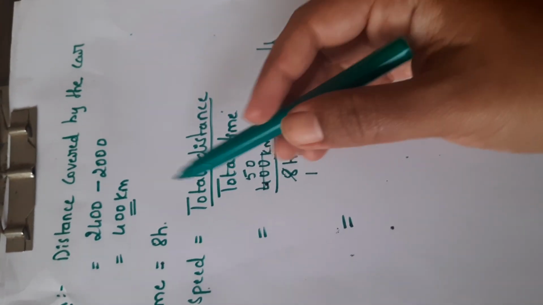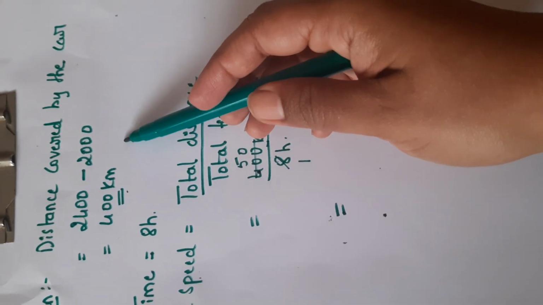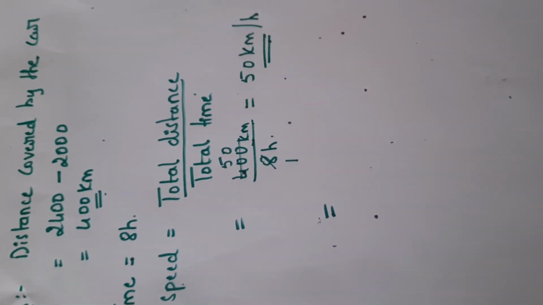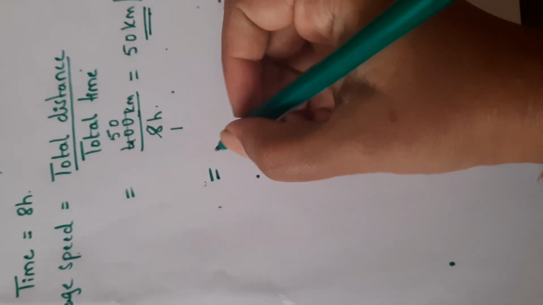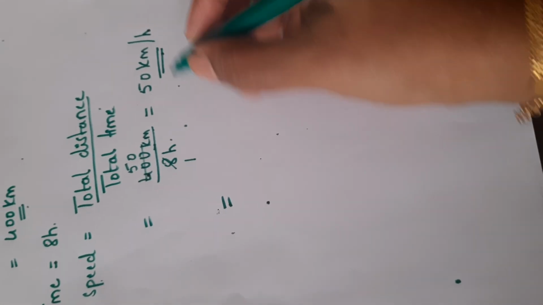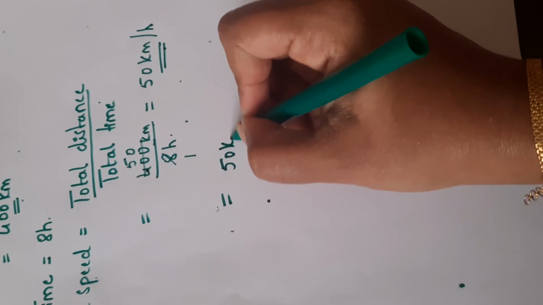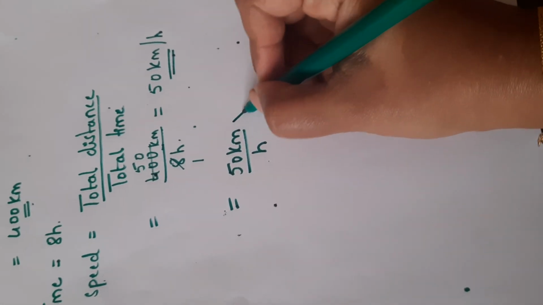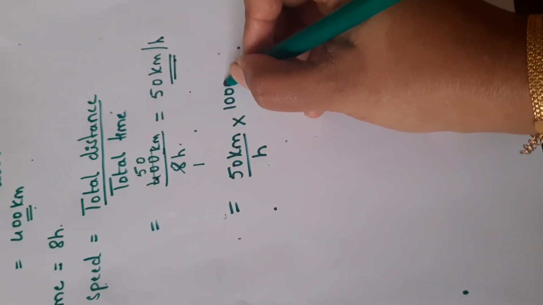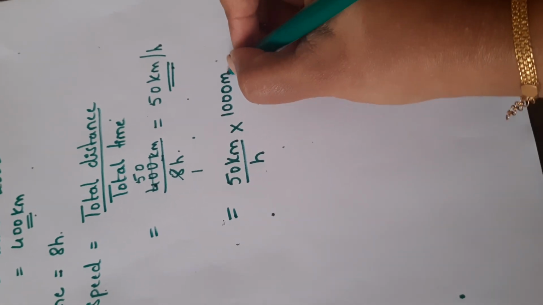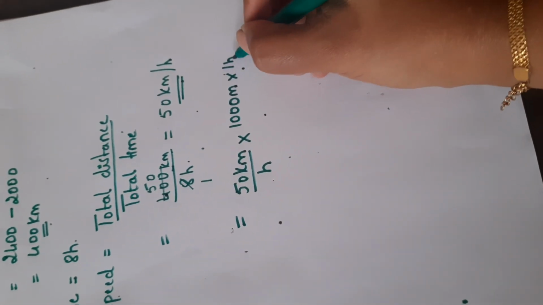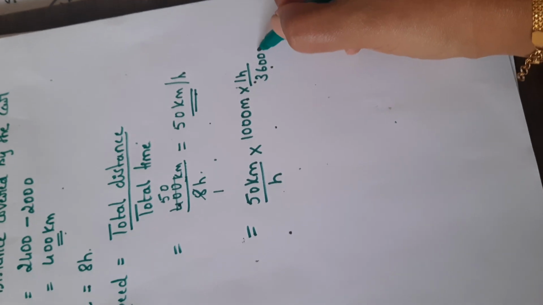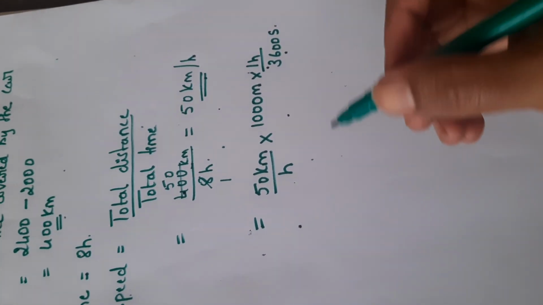For that, what you need to do is convert this 400 kilometer to meter, convert 8 hour to seconds, and then simplify in the same way. Or what you can do is write down this kilometer per hour value. 50 kilometer per hour is given. Into 1 kilometer, you know it is 1000 meter. 1 hour is how much? 3600 seconds.